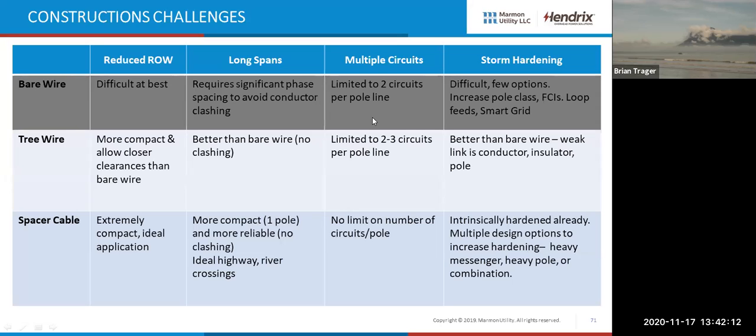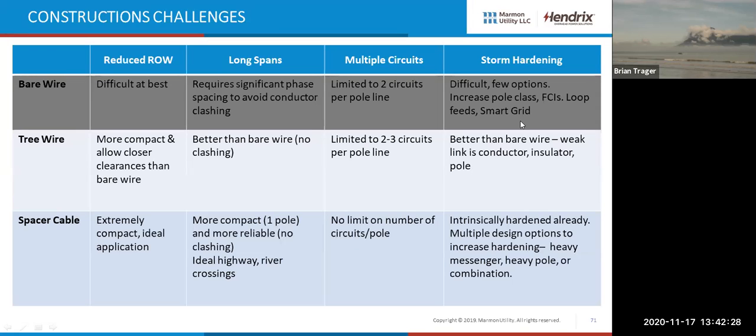Bare wire is dead in the water. I mean, you've got 2 to a circuit. After that, 2 circuits to a pole. After that, lineman won't work on it. Tree wire, theoretically 2 to 3 circuits per pole. Spacer cable, no limit of circuits on the pole.